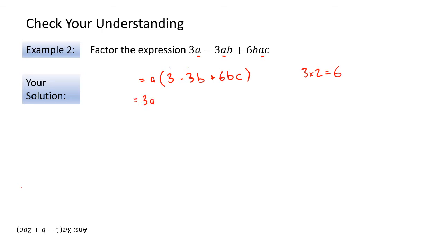So I have 3 times a, and now this is multiplied by, if you want to think of it this way, dividing each of them by 3, we're left with 1 minus just b, because 3 divided by 3 is 1, and 6 divided by 3 is 2. So we're left with plus 2 times bc. Okay? And now you see here, none of the numbers can be factored, and none of the letters can be factored out because they're not in every function. So that means, therefore, our final answer is 3a times 1 minus b plus 2bc.